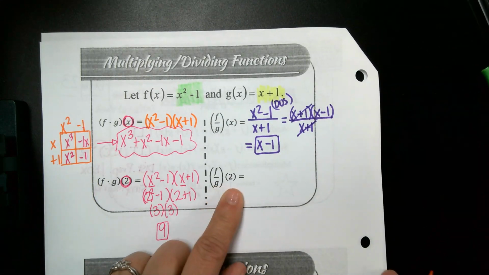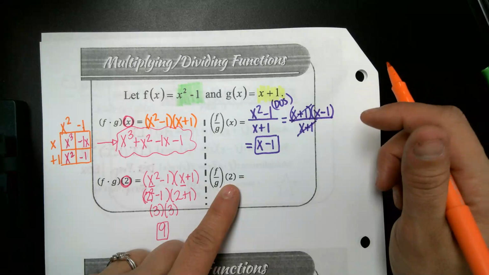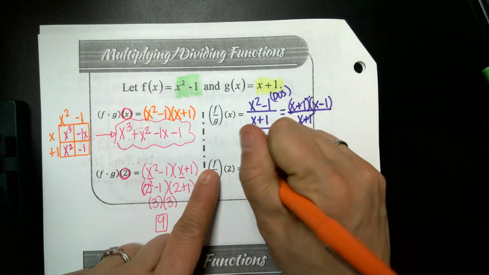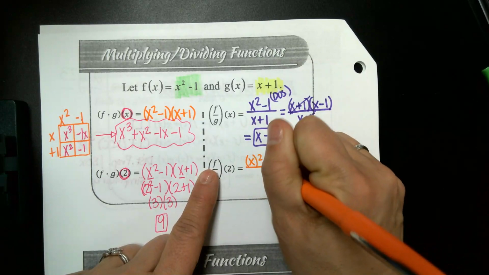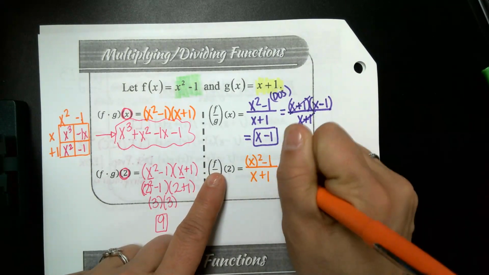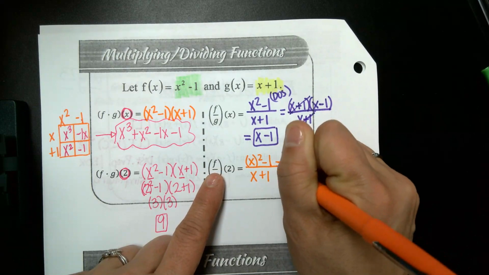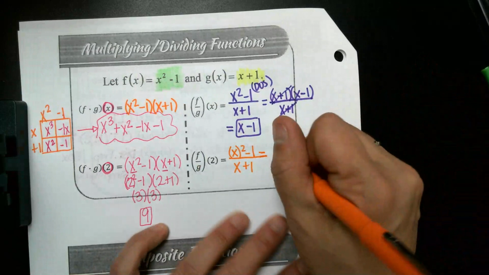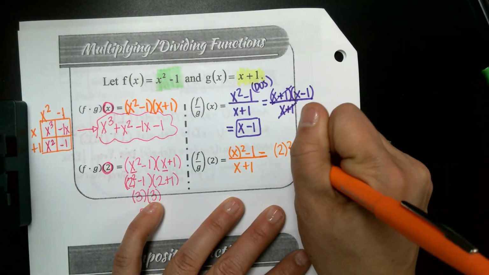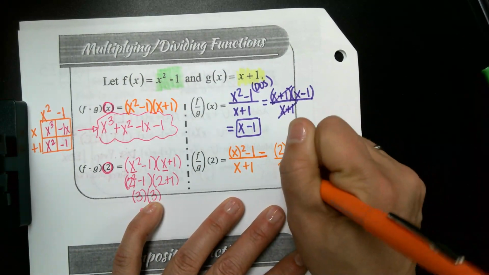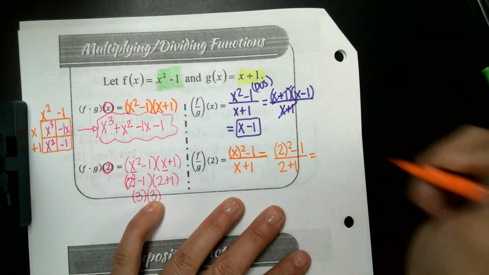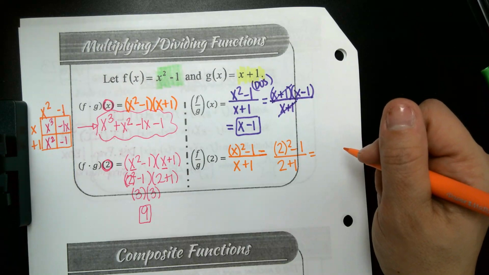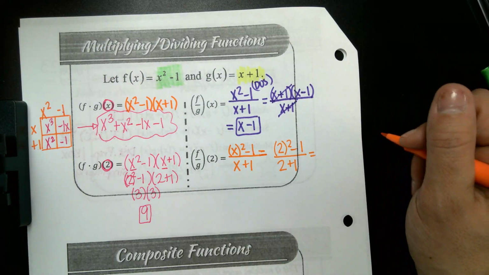Okay, now this one, notice they gave us a number again. So we can still set it up the same way where we do x squared minus 1 up top and x plus 1 on the bottom. But then instead of leaving the x in it, they want us to replace x with 2. So we're going to do 2 squared minus 1 up top and 2 plus 1 on the bottom. So now we will no longer have x in our answer. We're going to just end up with a number.